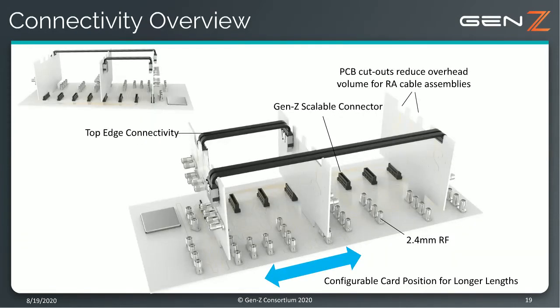So let's look at the connections within the chassis and the placements of the different items. This is the rendering side view so that you can see the components a little bit better. The top edge cable connectivity is highlighted there. The Gen-Z Scalable Connector is found on the PCB backplane on the bottom. And then notice the multiple configurable positions along the backplane, 8 or 10 Gen-Z Scalable Connectors at different positions that would allow for different amounts of cable length or different amounts of test PCB length as well.